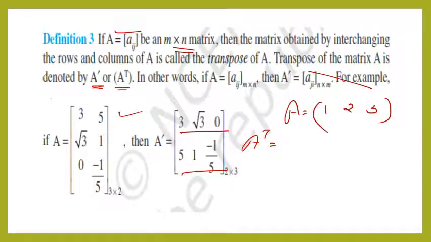Are you able to hear? Hello? So, A transpose is what? 1, 2, 3, like this. Clear? Hello? Right.